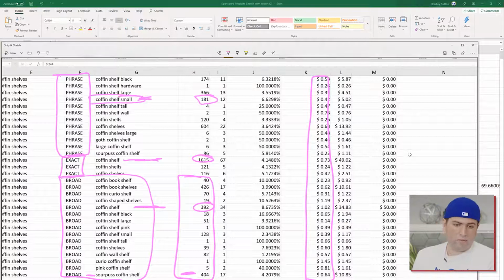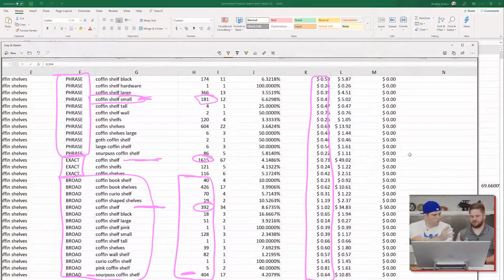Yeah. And look at that click-through rate on that. That's a 6%, 12 out of the 181 compared to coffin shelf large, which was only 13 out of 366. So it was a 3%. So even looking at this, guys, there's so much information here. So now I know, like, hey, I need to maybe optimize my listing a little bit more towards the people looking for the smaller shelves. So I got to make sure I'm going to have that keyword in there. But there's just so much great information you can get from these reports.